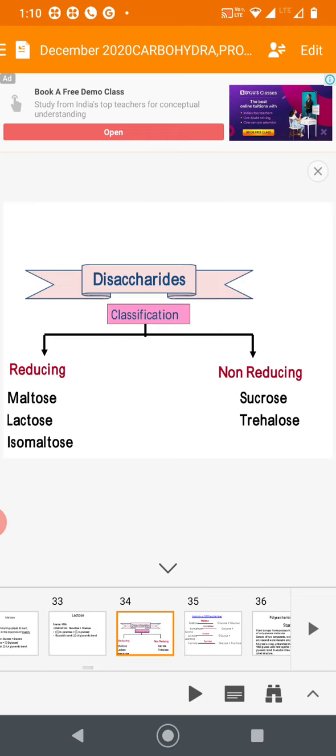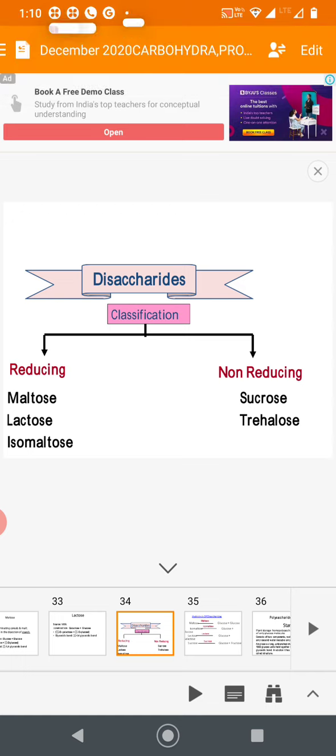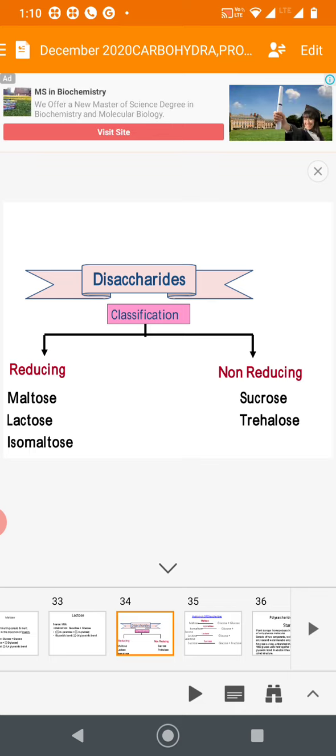Disaccharides are also classified as reducing and non-reducing sugars. You know what reduction and oxidation reactions are. These sugars, maltose, lactose, isomaltose, are reducing sugars. They act as reducing agents, for example they convert cupric to cuprous. They can completely transfer the electrons.